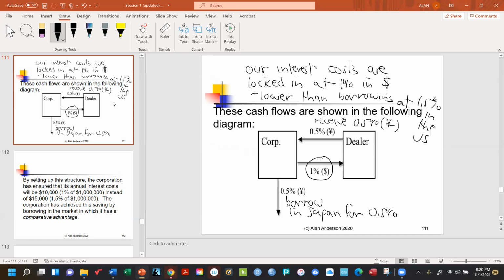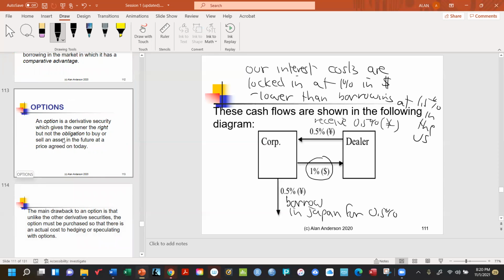In fact, this is one of the reasons, another reason why investors like swaps so much. You can make transactions in a foreign currency and possibly save interest or earn more interest and yet get rid of your foreign exchange risk. So that's kind of a nice setup.